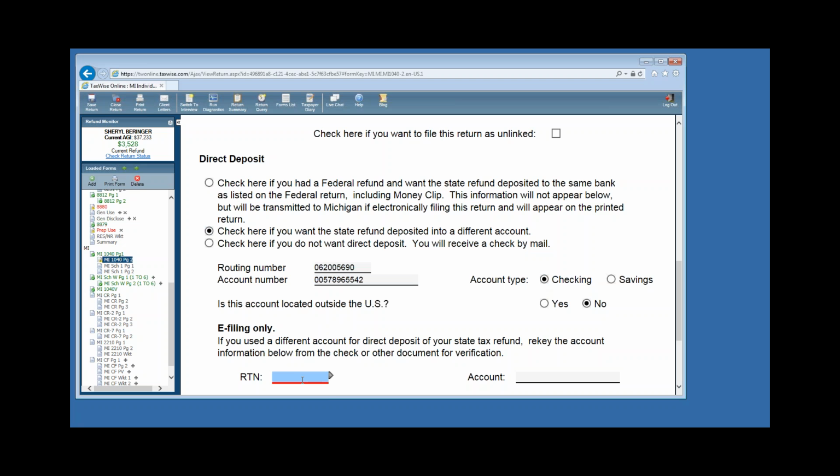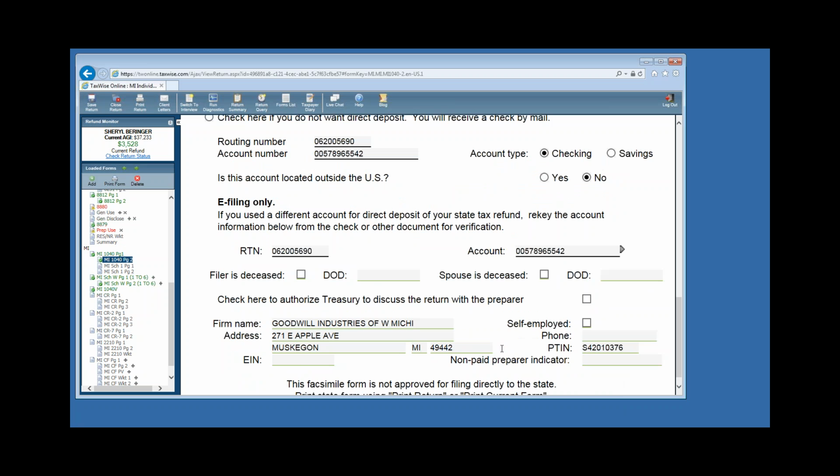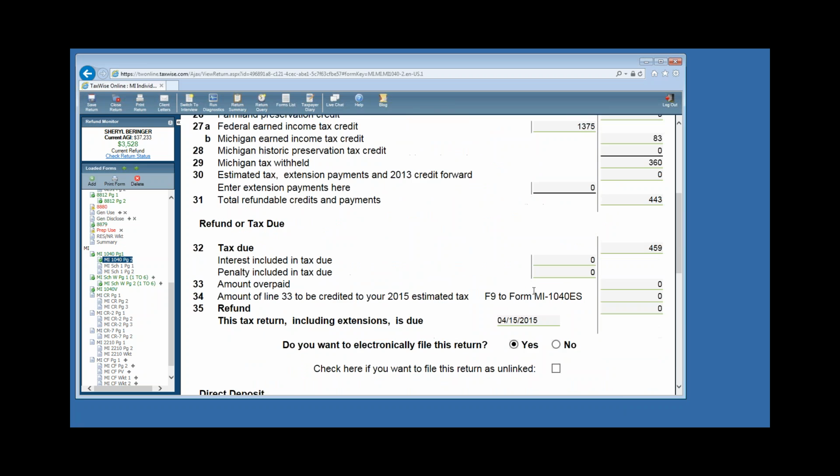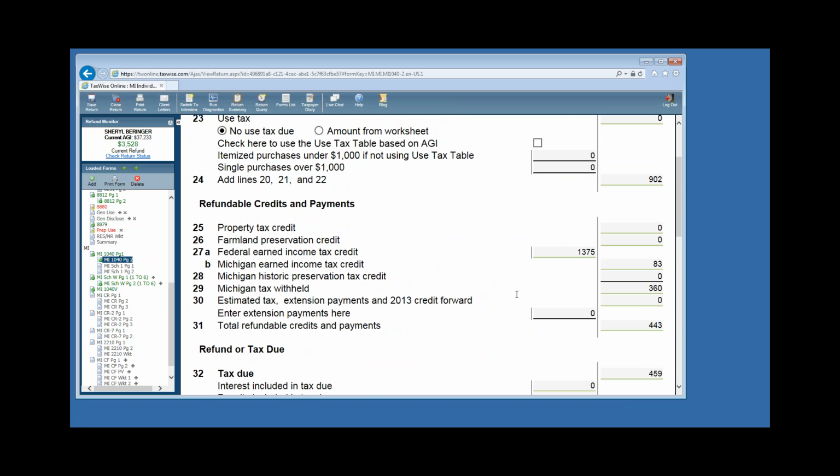And then you'll again want to enter the information for the e-file only section for the bank information. And then you'll scroll down and that's it. Now we just have to do our final couple parts.